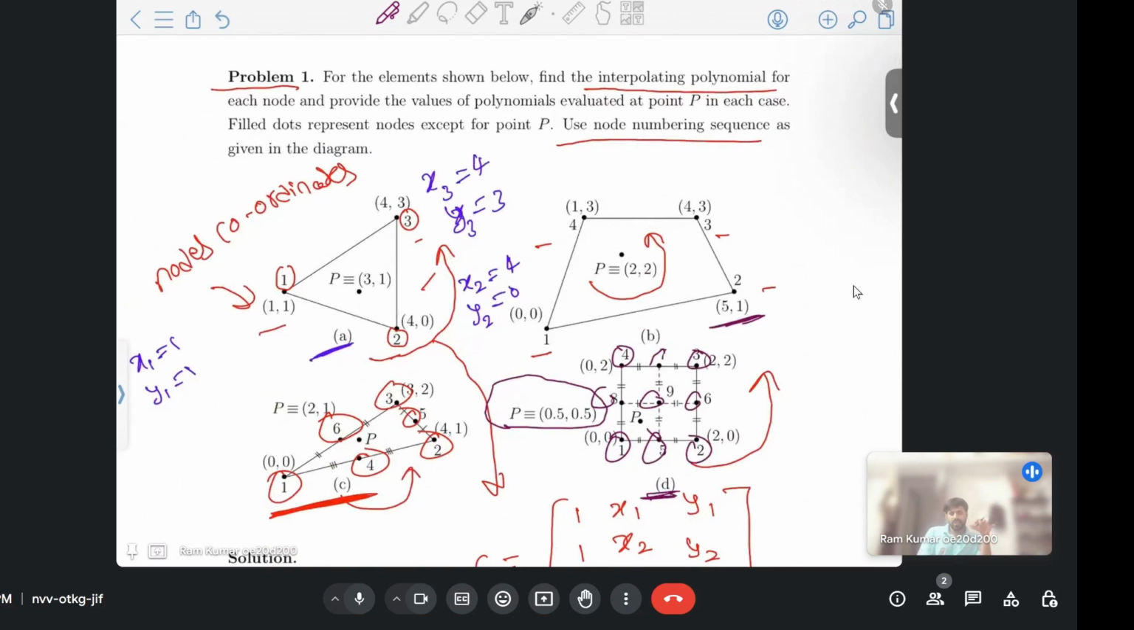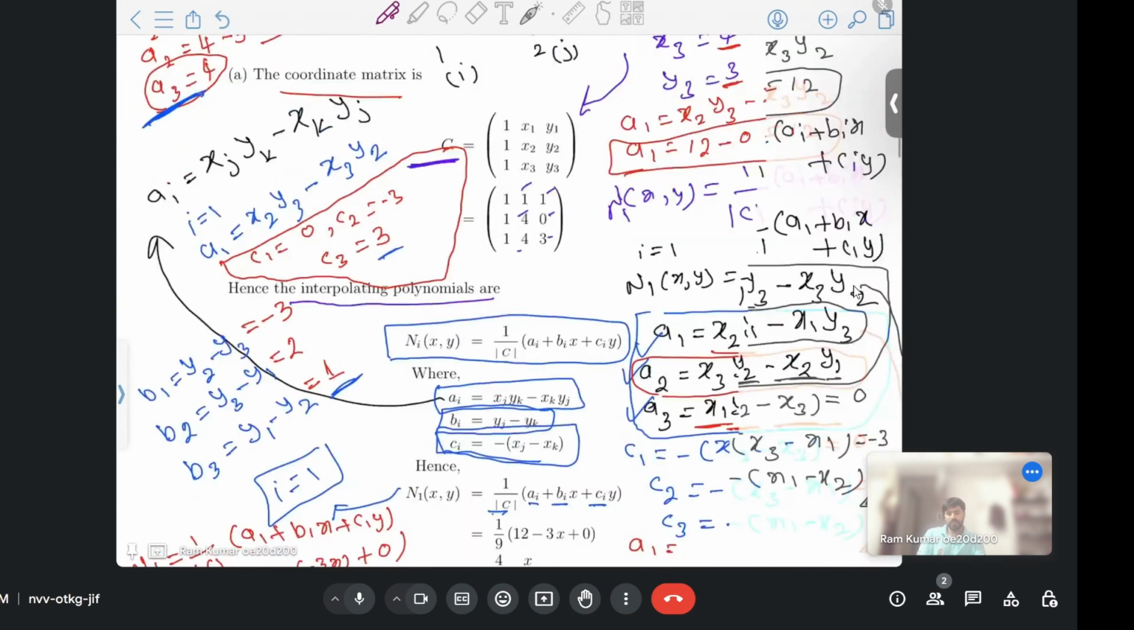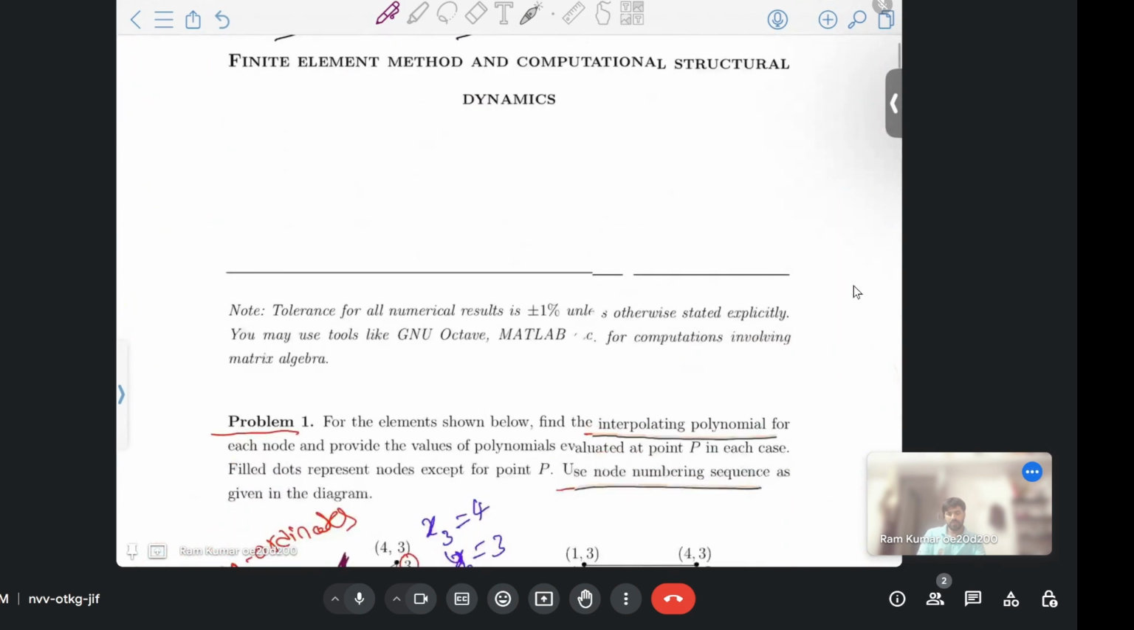These are a little bit lengthy questions. But if you write some code or use some tools, it will be very easy to solve. For simple problems like this triangular element, you can do it manually. But if you go for a higher number of nodes, it will not be easy to solve by hand. So I request you to use some tools to solve this problem.